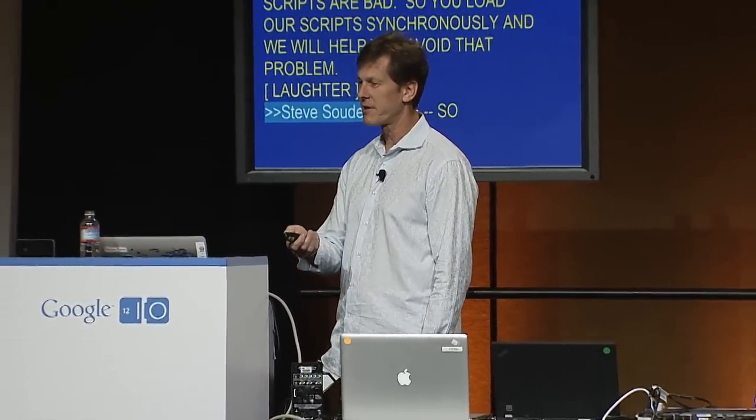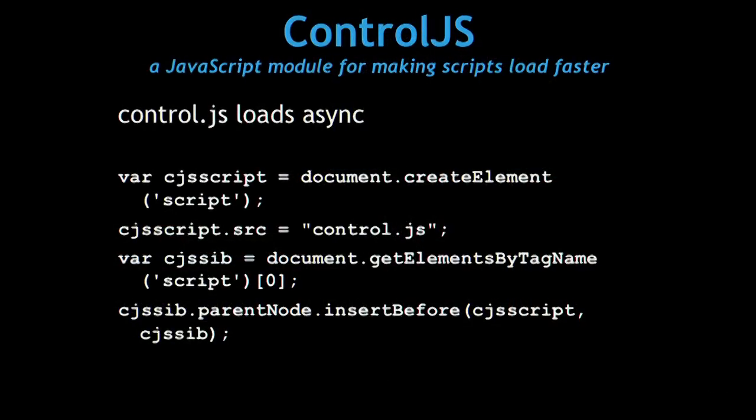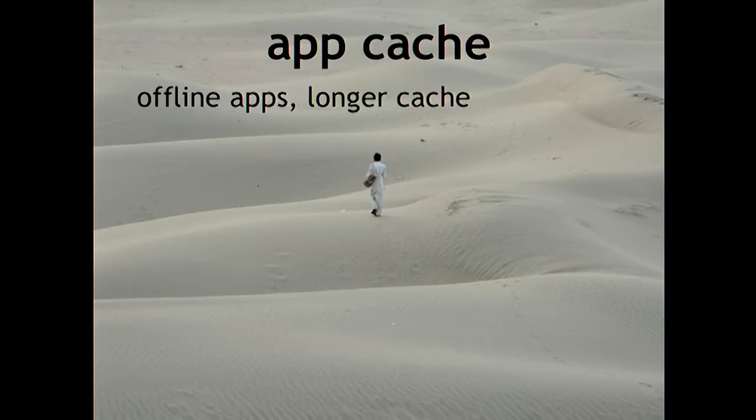So from the beginning, one of the requirements of Control.js was that you can load it asynchronously. So you can use the Google Analytics async loading pattern and load the script anywhere you want in the page, and everything will still work. So JavaScript is a really, really big problem. Make sure that you look at how it's impacting your website, and if possible, adopt some of these asynchronous loading techniques.